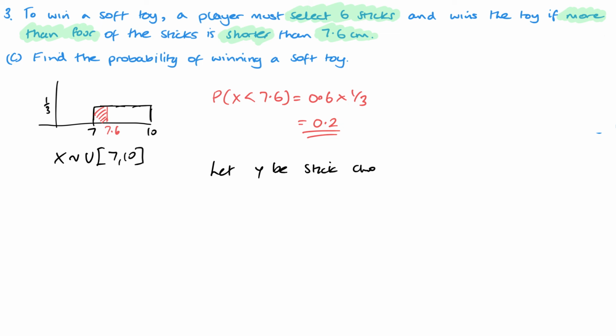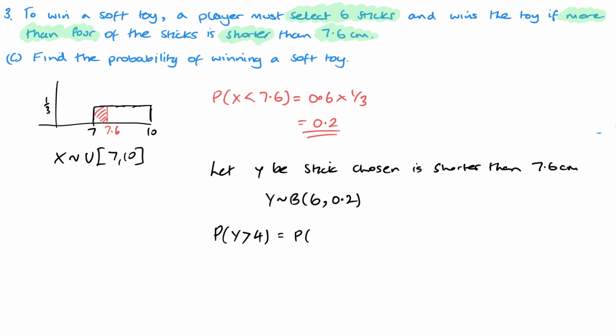Now let's say that Y is the number of sticks chosen, sorry, my spelling, that are shorter than 7.6. Okay, that means we have a binomial distribution with n is 6 and the probability is 0.2, and that is going to be in my tables as well, so that's lovely. Now for us to win, we need the probability that Y is going to be greater than 4. It says more than 4, doesn't it?